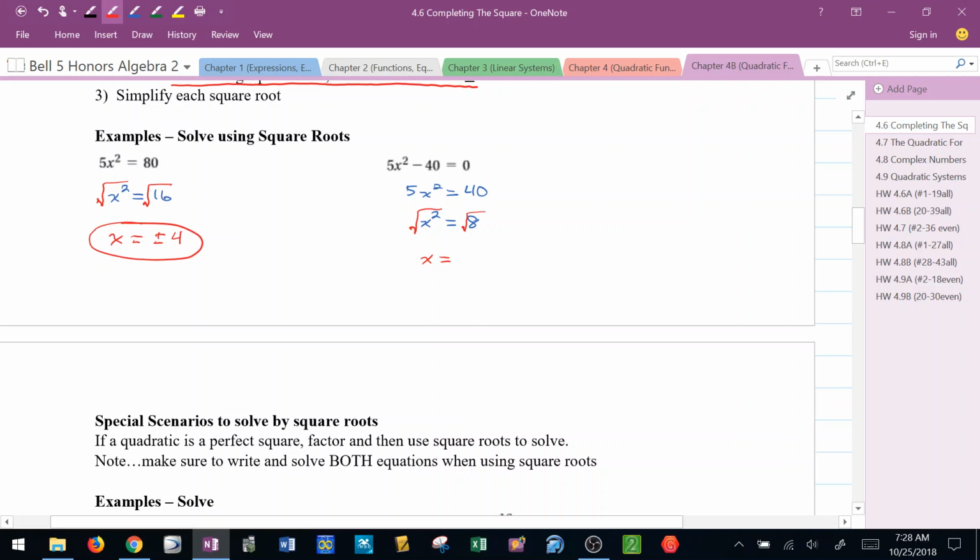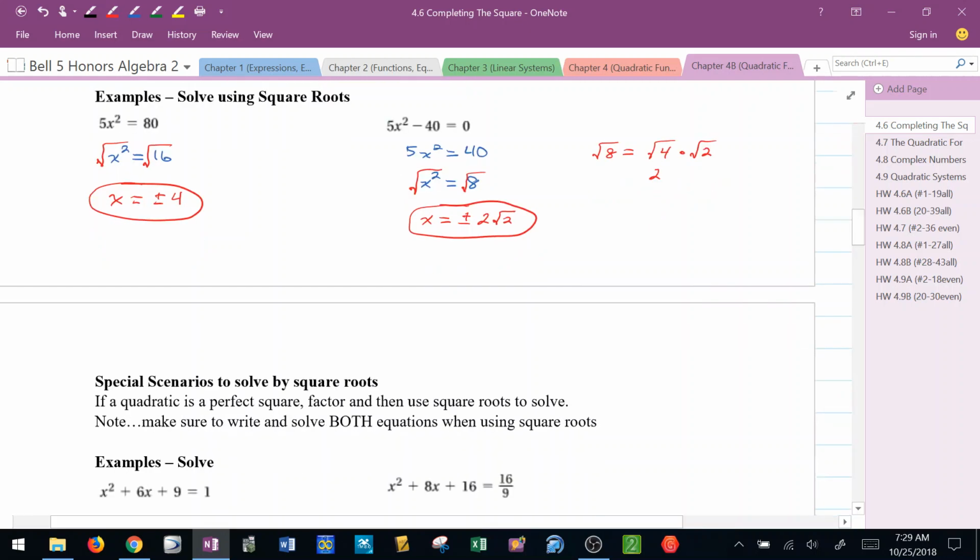Now, the square root of 8 actually comes from taking the square root of 4 times the square root of 2. And because I know the square root of 4 is 2, this is how I simplify a radical. So I know x is equal to plus or minus 2 radical 2. Again, simplifying a square root should be something you know. If you don't, let me know in class, and I'll do a little presentation for you guys on that. All right?